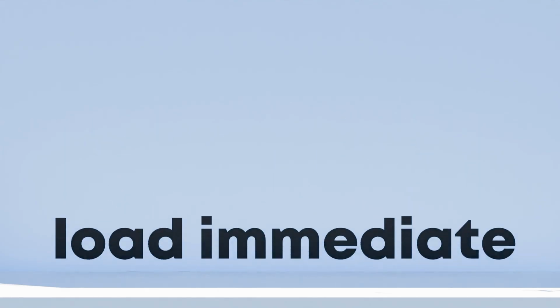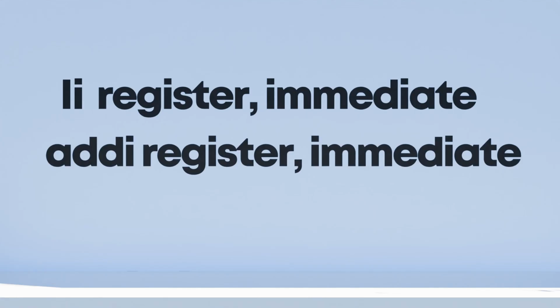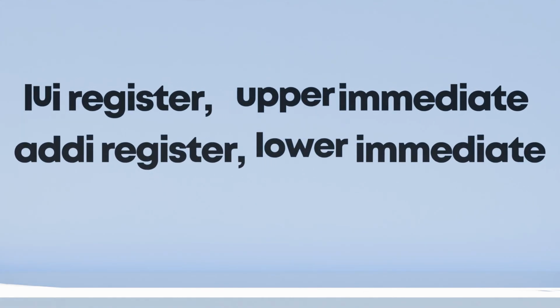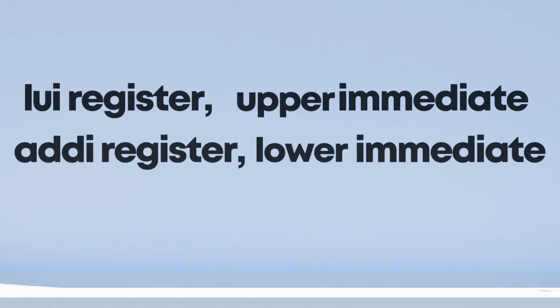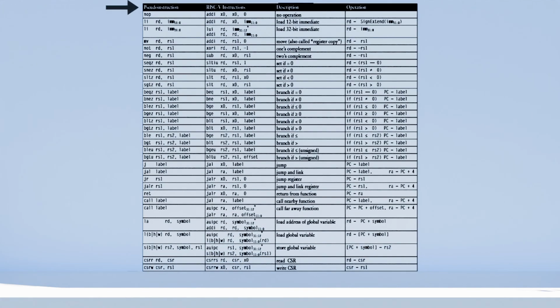For example, the load immediate instruction, LI, is a pseudo instruction, which, just like ADDI, can be used to set the value of a register. However, with ADDI, our immediate can only be 12 bits wide, which means that we've combined ADDI with a load upper immediate instruction, LUI. The load immediate instruction simplifies all of this, allowing us to simply write down the immediate we want. Here you can see a list of the most common RISC-V pseudo instructions.